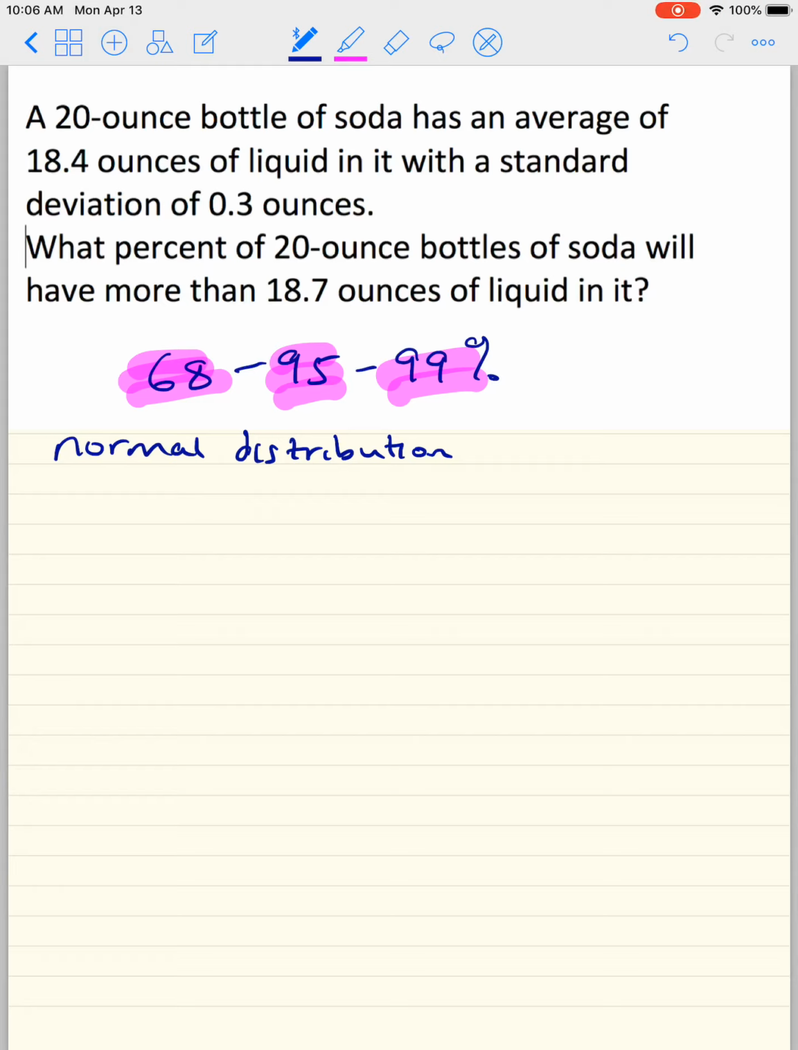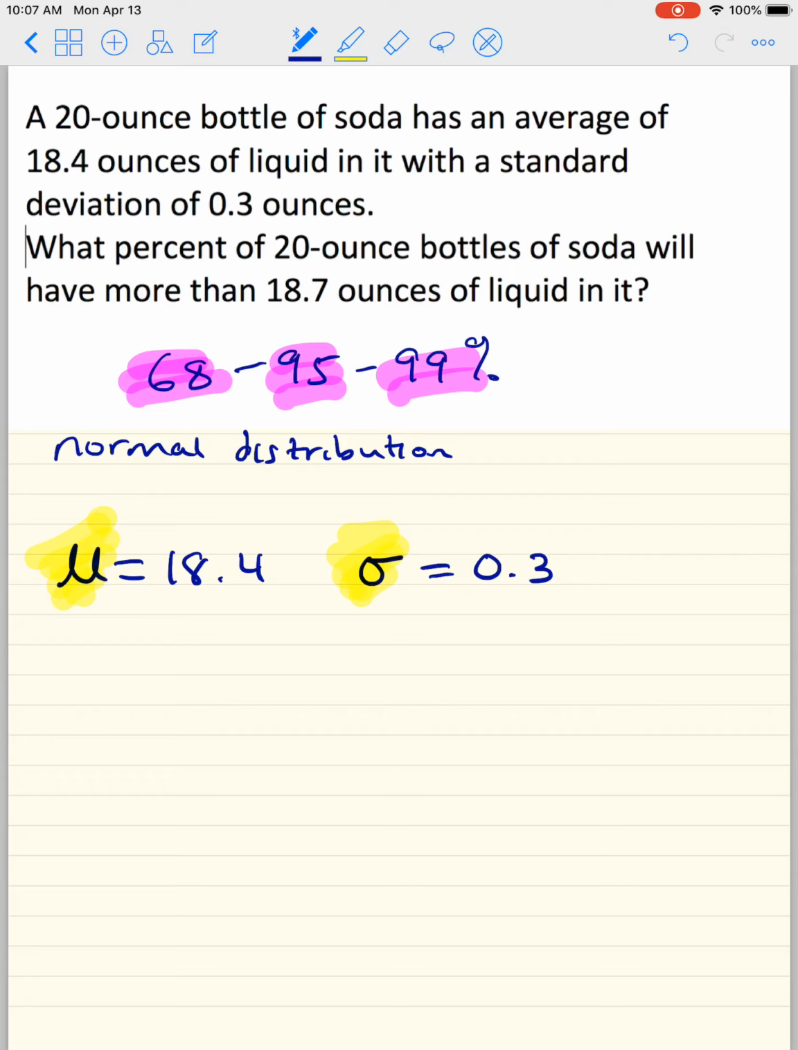A 20-ounce bottle of soda has an average of 18.4 ounces of liquid in it. So what this basically says is we know that when we have a soda bottle, it's not filled to the top. So it sometimes is closer to the bottle top, sometimes it's farther away. So it's about 18.4 ounces with a standard deviation of 0.3 ounces. So remember that this here is the symbol mu and sigma. And this means average, this means average, this means standard deviation. When something is normal, I should have written normal here. I'm assuming it's a normal distribution.